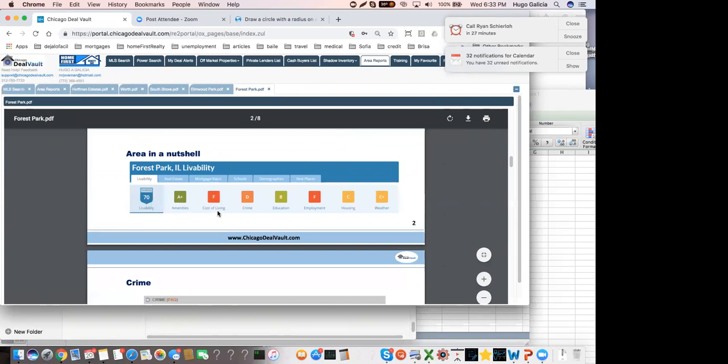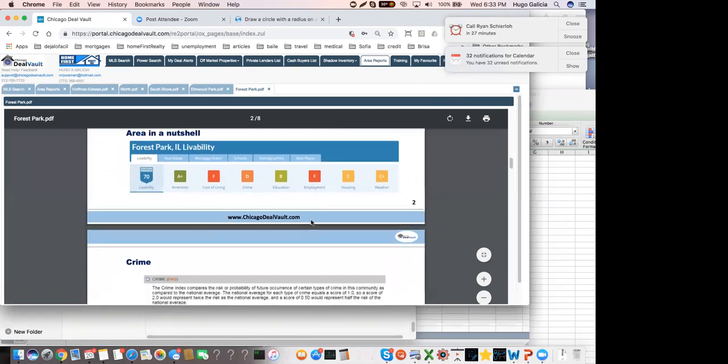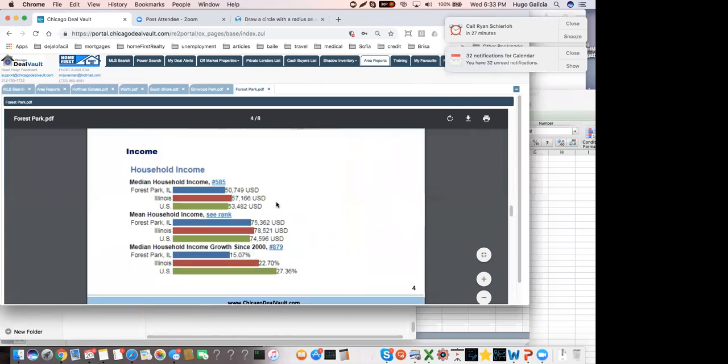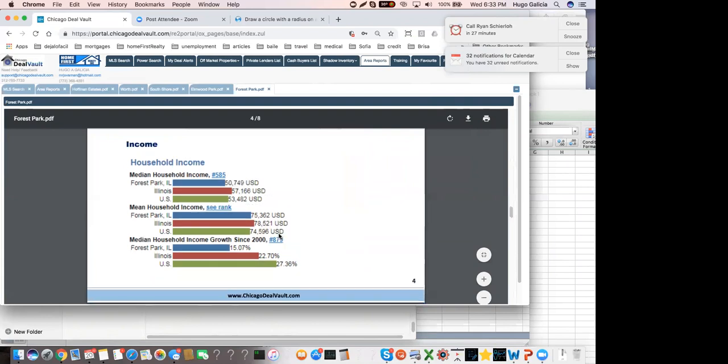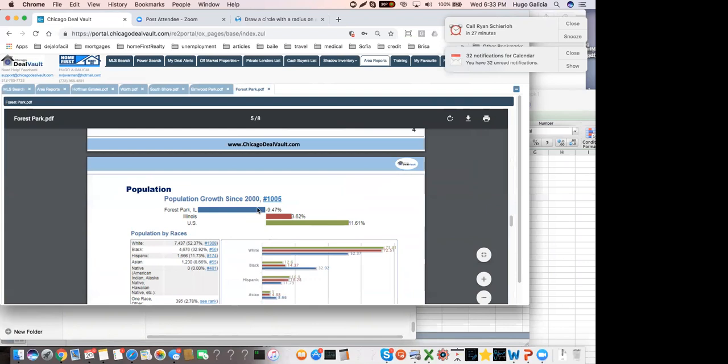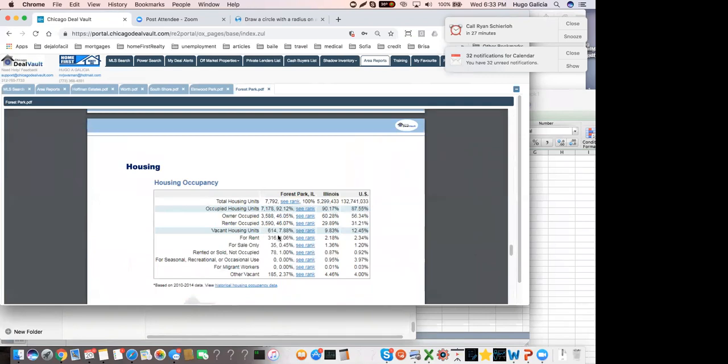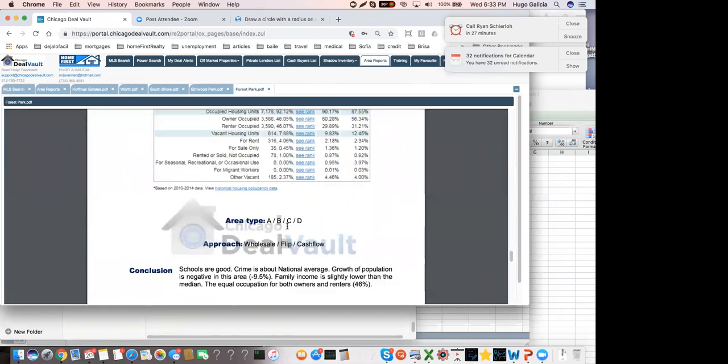So here, cost of living, so it's expensive, right? But other than that, and then employment. So not too many sources of employment. Let's look, crime is in the borderline. Schools are okay. So household income is about the same as the median for Illinois, 50,000. Population growth, friends, it's negative. So obviously this is not a hot market. And then housing occupancy, vacancy is 8%, renter is high, 46, and then owner 46. So this is like a rental place, a rental market. So it's a B area.